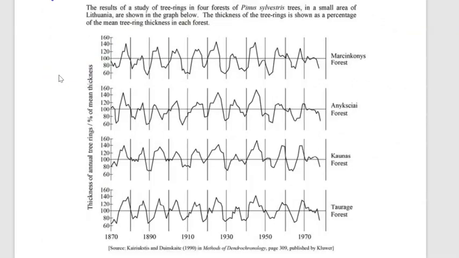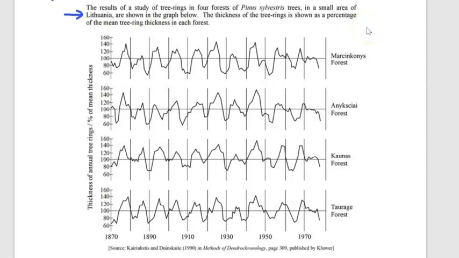Carrying on with the question, the data analysis becomes a little bit more complex. I've slightly resized the window so that we can see the question. The result of a study of tree rings in 4 forests of the same species, Pinus sylvestris, I beg your pardon, it's a different species, Pinus sylvestris, in small areas of Lithuania. So 4 forests in Lithuania. The thickness of the tree rings is shown as a percentage of the mean tree ring thickness in each forest.